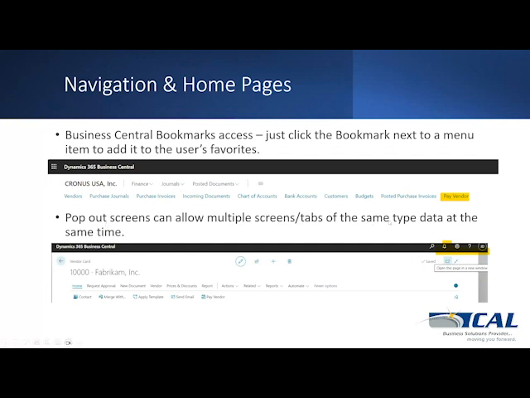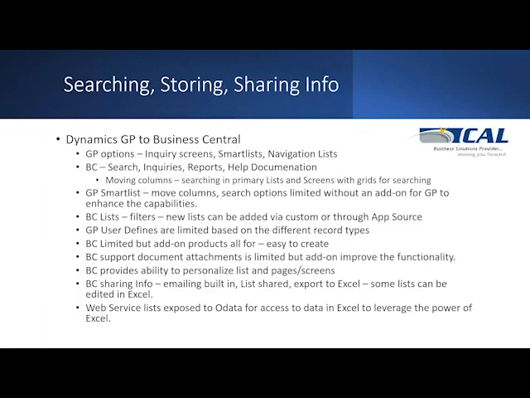And then you have the pop-out screen functionality, so you can have multiple at the same time. Again, in GP you can't have multiple vendor cards open. In BC, you can get to that point if you open those tabs up or pop them out and then open another one and pop it out. You can duplicate them. So for searching, GP options, you've got your inquiry screens, your smart list, your navigation lists. In BC, we've got our search, and that includes our inquiries, our reports, our help documentation.